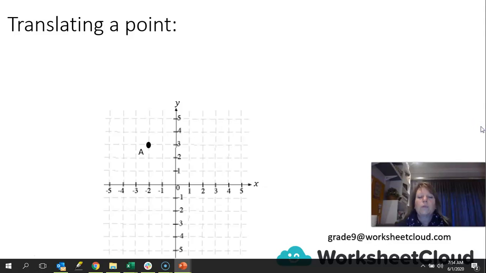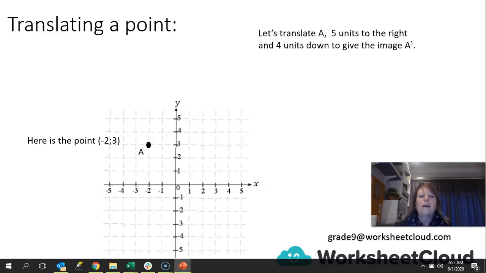If we take that point, and we know that it's (-2, 3), as we were told just now, and we want to translate it 5 units to the right and 4 units down to give the image A1. So we're going to go 5 units to the right. Here's our A. We're going to go 1, 2, 3, 4, 5 units to the right and 4 down. 1, 2, 3, 4. And we're going to call the new point A1, because it has been translated onto a different part of the Cartesian plane.